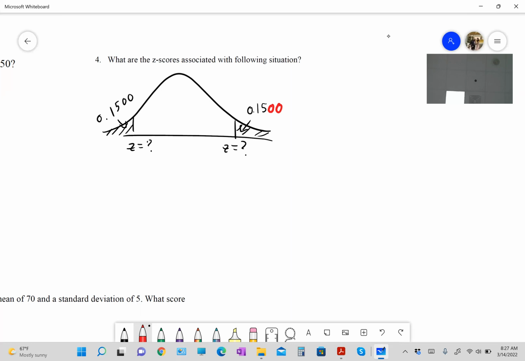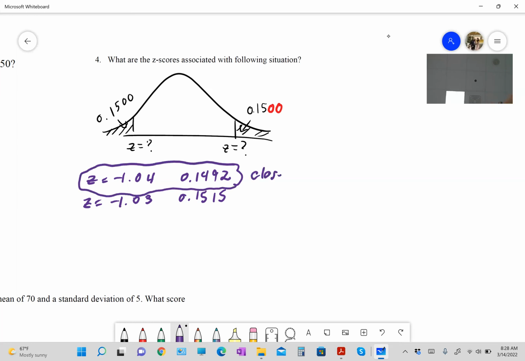Let me do this in purple. We got a z-score of negative 1.04, sorry, that gives 0.1492. And then we got negative 1.03, and that gives 0.1515. Now, who's closer to 0.1500? This guy is the closest one.